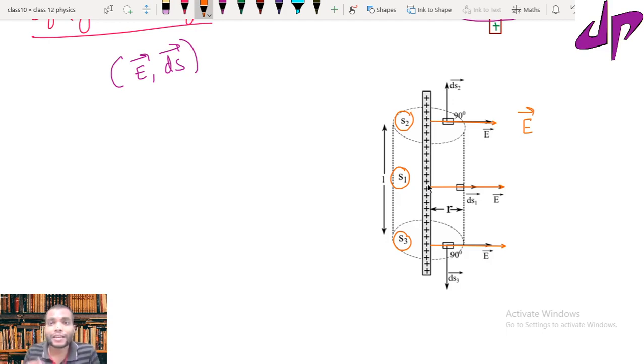Now Gauss law gives the relation between the electric field and the surface area of the Gaussian surface. Here you can see ds1 is the area vector of this curved surface area, ds2 is the area vector of surface S2, and ds3 is the area vector of surface S3. If I draw the area vector on the curved surface, it is along the field direction.